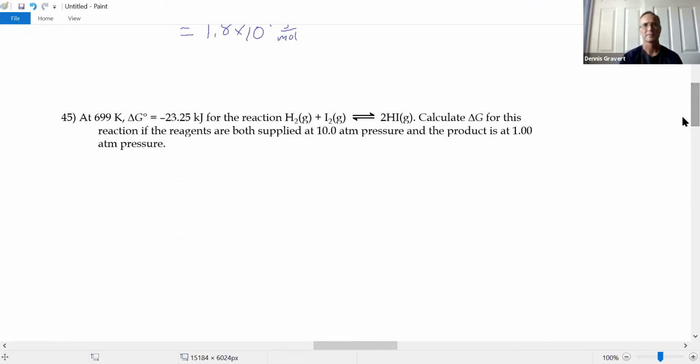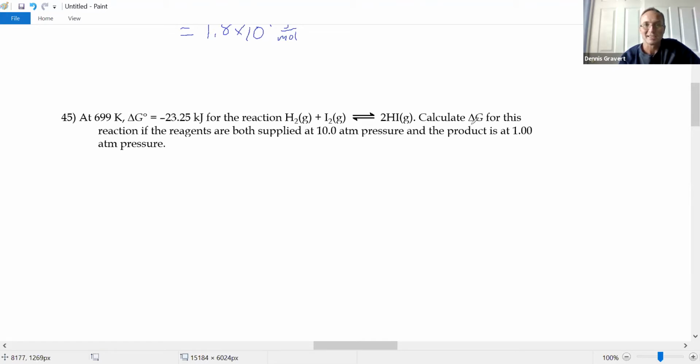Okay, number 45. At 699 Kelvin, thank you. I don't have to convert from Celsius this time. Delta G is that number for this reaction. Calculate delta G. Wait, the standard free energy is already given. Where's the little degree sign? Well, this isn't the standard. This is probably not at equilibrium.